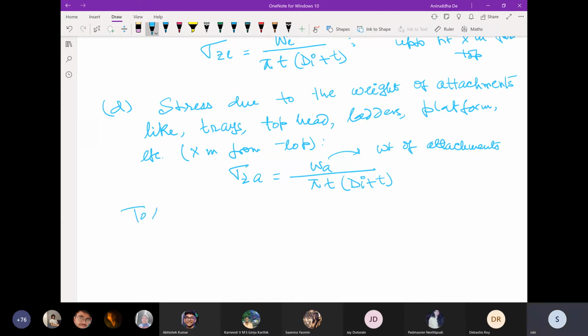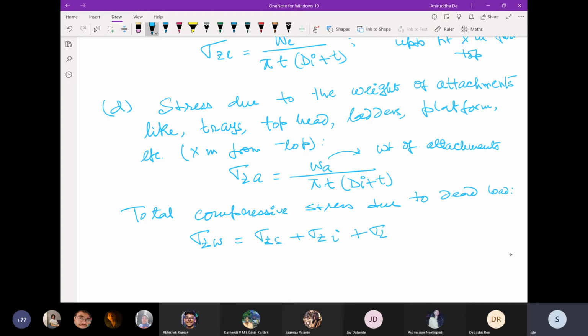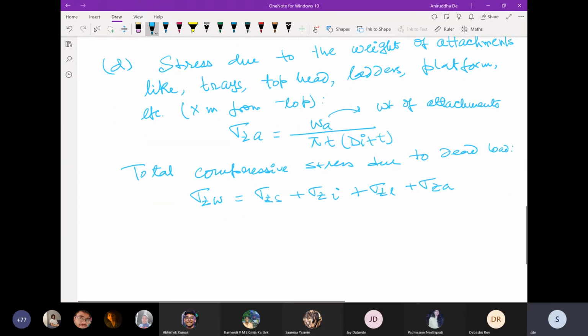So total compressive stress due to dead load is summation of all this. So sigma zw is equal to sigma zs plus sigma zi plus sigma zl plus sigma za. Okay.